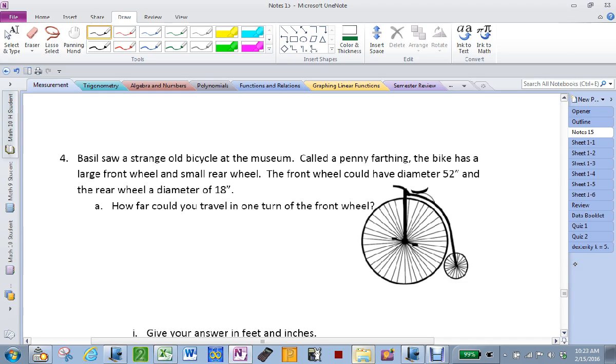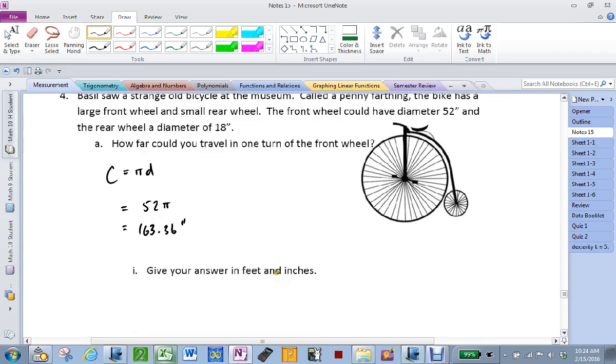How far will you travel on one turn of the wheel? The big wheel. Well, one turn of the big wheel is what measurement of that circle? The circumference. Circumference equals pi d, yeah? So, what is it? 52 pi, and then 52 times 3 is 163.36 inches. Cool. Give your answer in feet and inches.